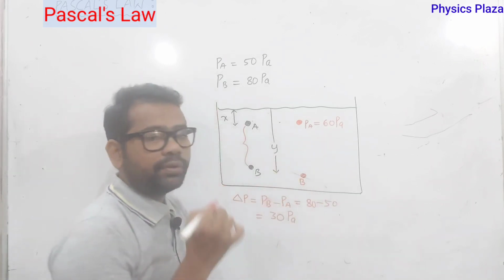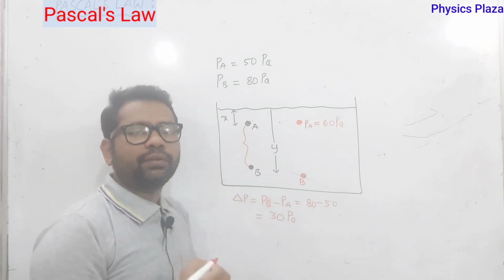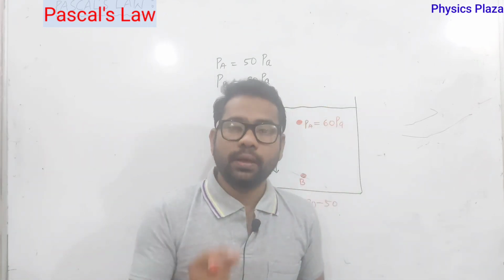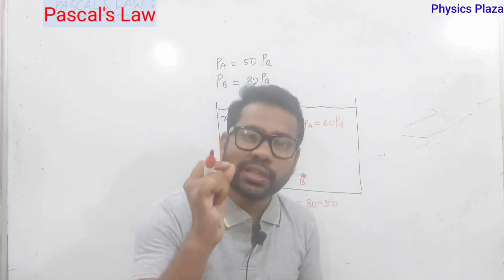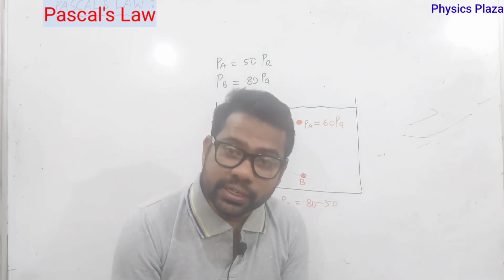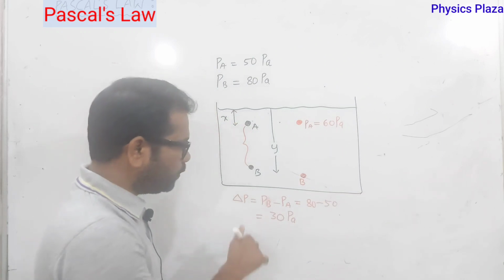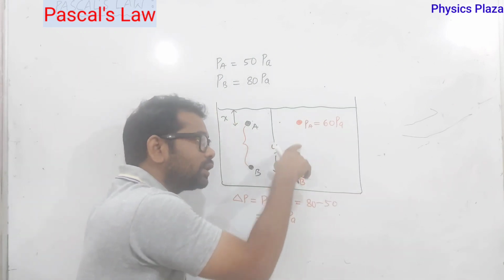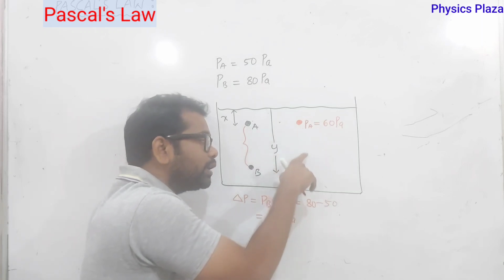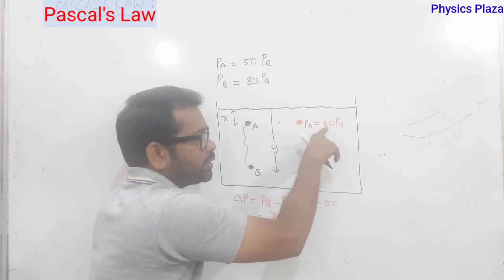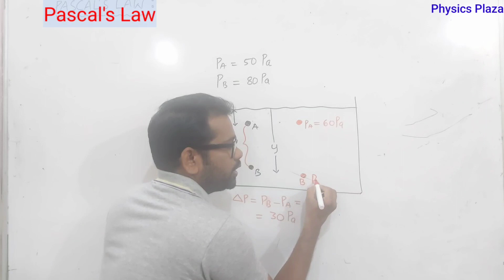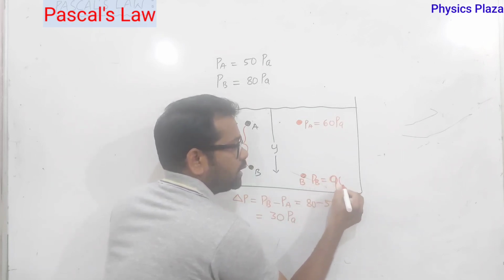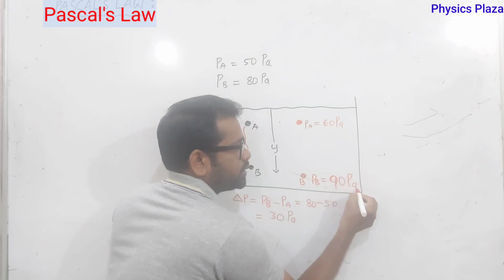But children, what do we know? In a stationary liquid, for given 2 points, the pressure difference must be the same. Before, the pressure difference was 30. Here also 30 should be there. To have the pressure difference of 30, when here it is 60 Pascal, the pressure here must be how much, children? 90 Pascal. Very important to understand.